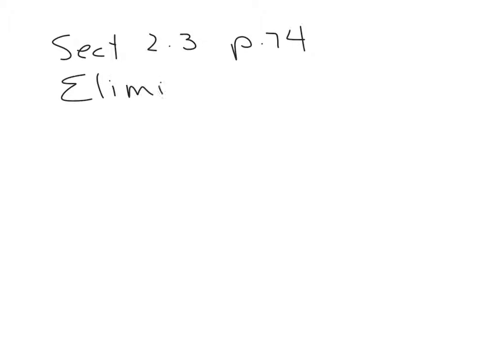Right, we're working on intermediate algebra. This is section 2.3, starts on page 74 of your book. We're going to talk about solving systems of linear equations by elimination.